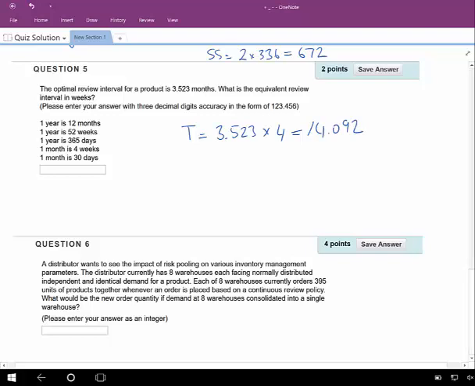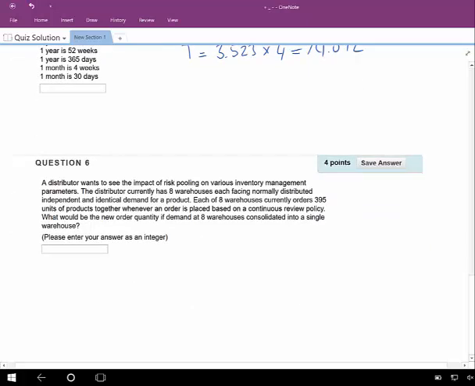And finally, I have this question. A distributor wants to see the impact of risk pooling on various inventory management parameters. The distributor currently has 8 warehouses, each facing normally distributed, independent, and identical demand for a product. Each of the 8 warehouses currently orders 395 units of product together whenever an order is placed based on a continuous review policy. What would be the new order quantity if the demand at the 8 warehouses is consolidated into a single one?